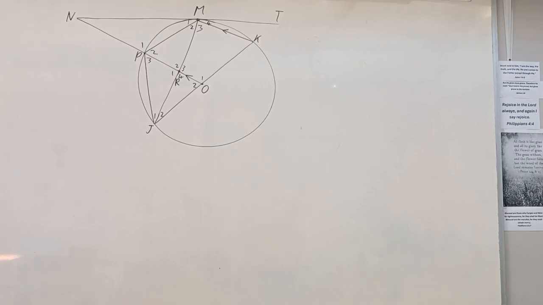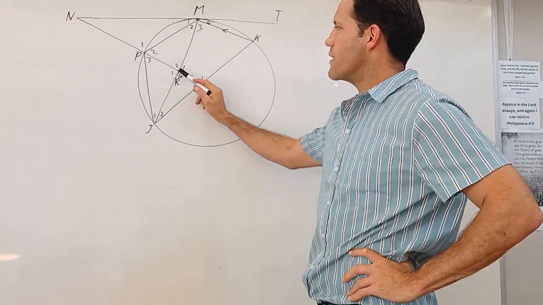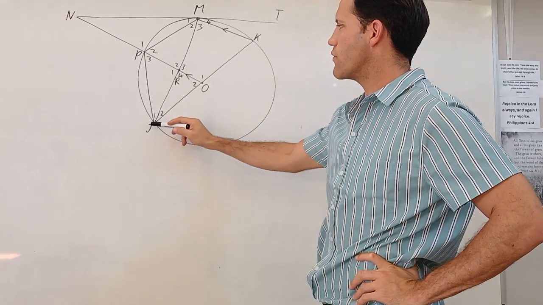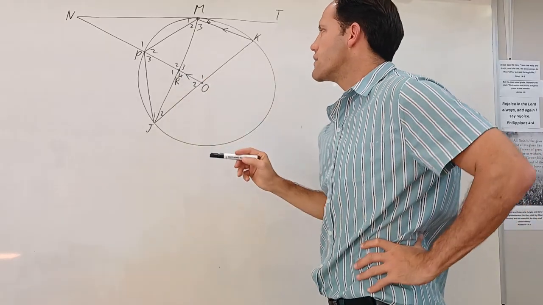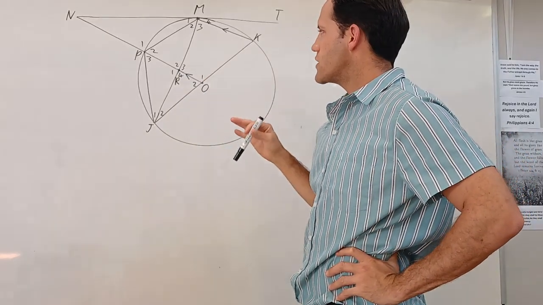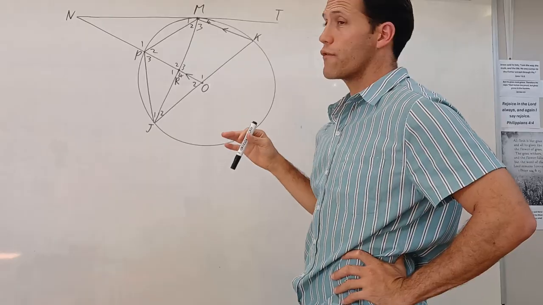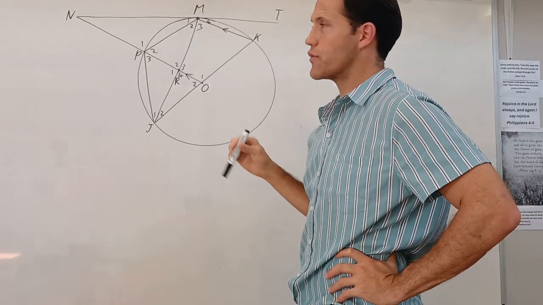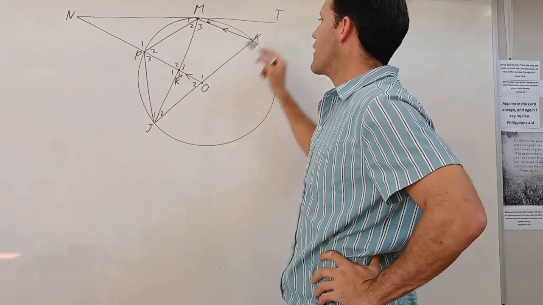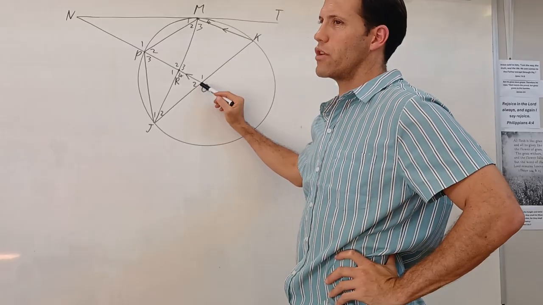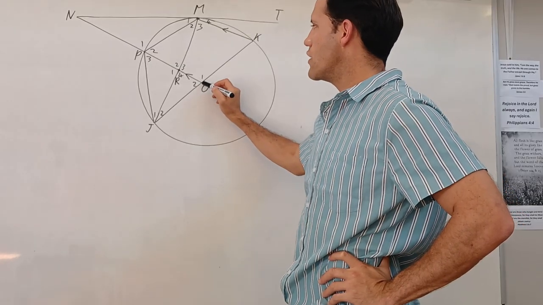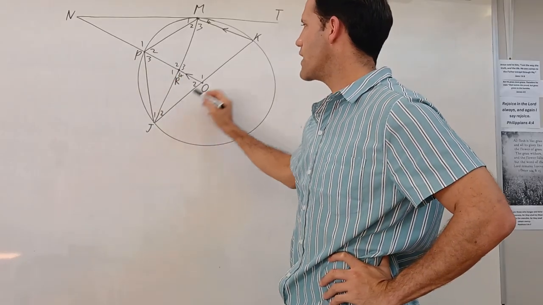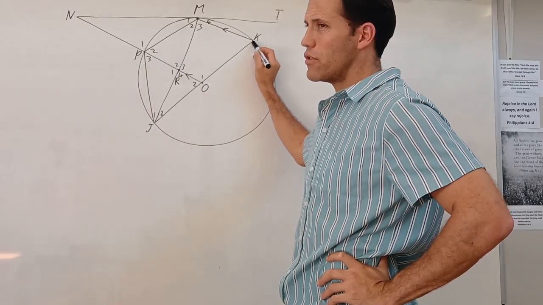Okay, so the first question here is we have to prove that R is the midpoint of the line JN. So what you do with any question, two things you look for from the start, is tangents and centers of the circles. You normally look for those two things first, because if you have a center of the circle, you know you've got radius, radius, radius, which might help you.